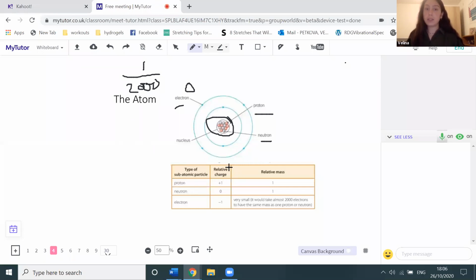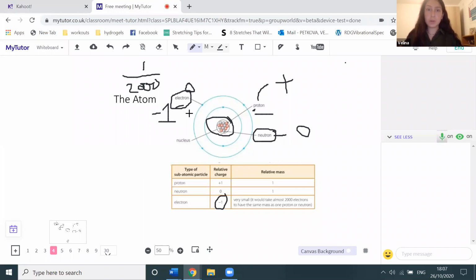Another thing to note is the relative charge of these things. Your proton has a positive charge, and a way to remember this is to think P for positive. Okay, your neutron, as the name would suggest, sounds a bit like neutral, has a charge of 0. Here it says relative charge of 0. So think neutral, neutron, no charge. And then lastly we have our electrons that are orbiting around. As we can see, they have a negative charge, which might be tricky to remember.